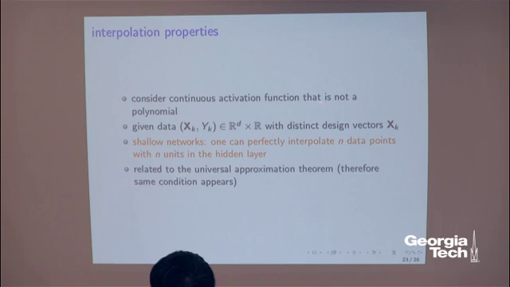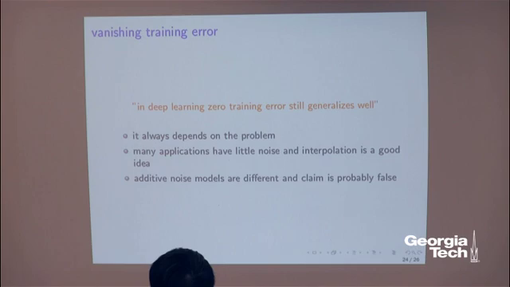Okay, so that means in principle, if you have n data points, and you have n hidden units in the hidden layer, then the shallow network can perfectly interpolate. And then what people now claim is something like, in deep learning, zero training error generalizes well. And I think those are very dangerous claims, because they claim something very universal, and I think it's not true. This is also maybe one of the open problems. It really depends on the underlying problem.